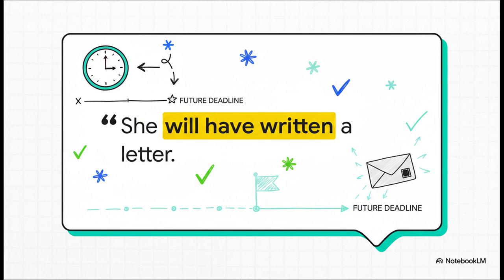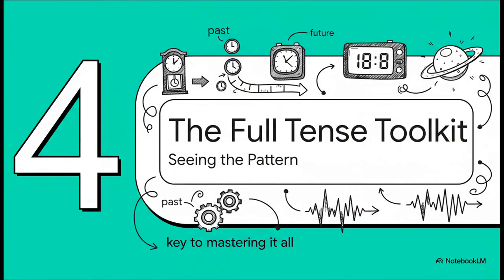Now, let's get our heads around the future perfect with, she will have written a letter. This is a fun one. It isn't just about an action in the future, it's about an action that will be completed by a certain future deadline. For example, by the time you get to her house tomorrow, that letter will already be finished and sitting on the desk. So, we've traveled from the past to the present and into the future.